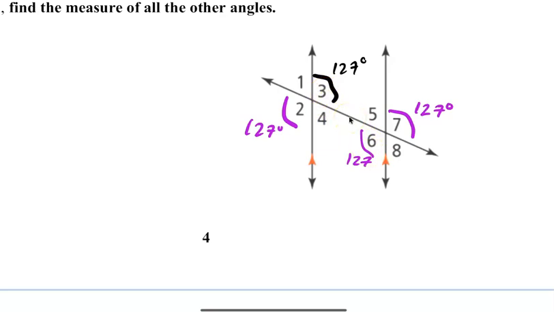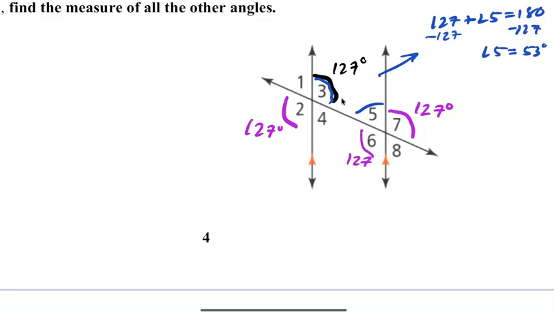Now we have to find basically the other half of these. So you could do same side. These two are same side. If you remember, same side angles equal 180, so 127 plus angle 5 equals 180. Subtract 127 from both sides. Angle 5 is equal to 53. So this is 53. And once you have that, vertical angles, 53. All interior or corresponding, 53. And then vertical angles again, 53. So that's how this works. And that's the lesson.